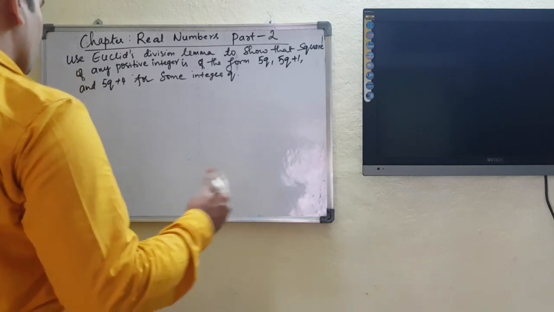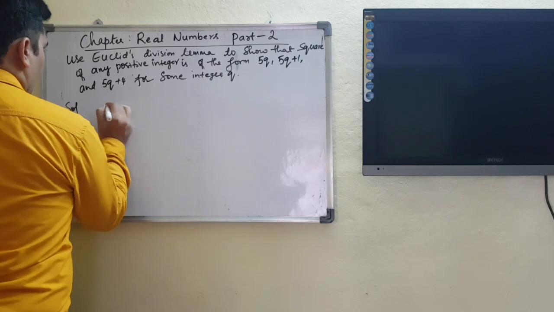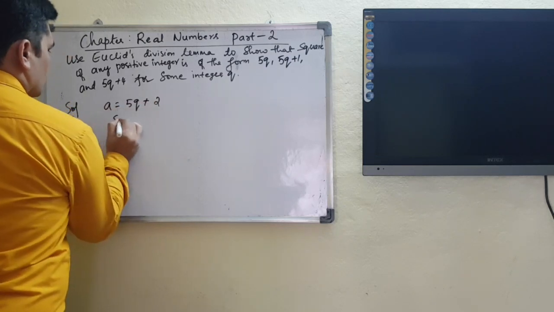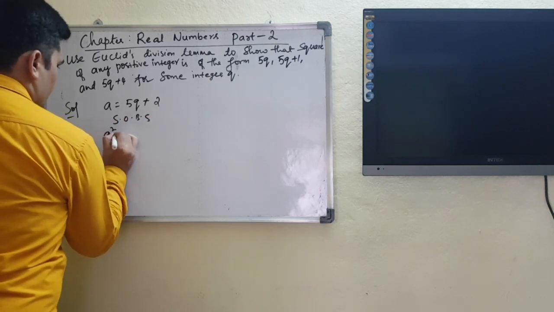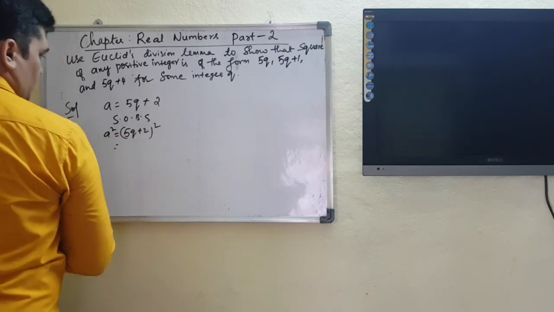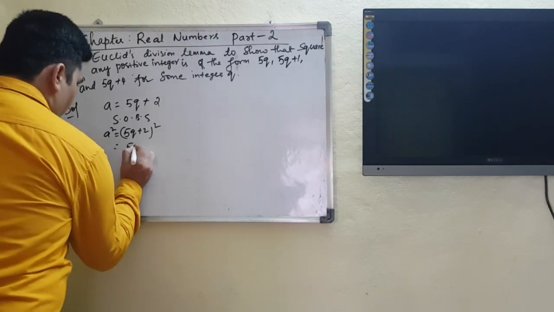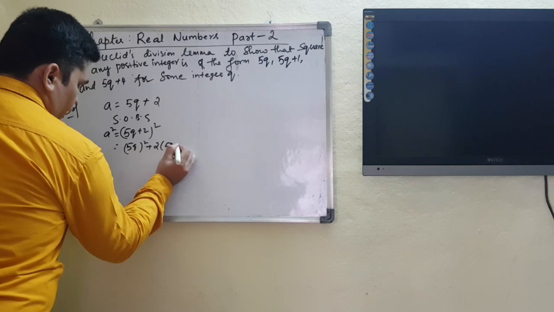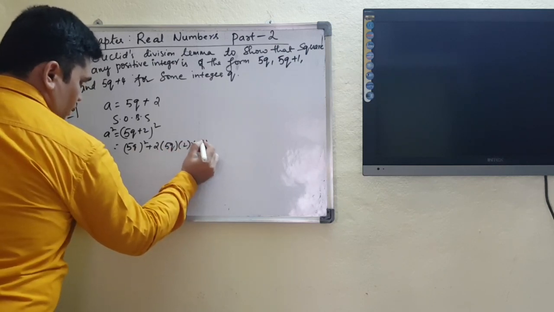Now if we just continue with the problem, what was it? Now let us consider a equal to 5q plus 2. Squaring on both sides, it will be a square equal to (5q plus 2) whole square. It will be again the expansion of (a plus b) whole square form. It will be (5q) whole square plus 2ab plus b square.